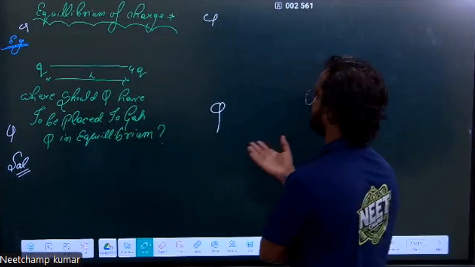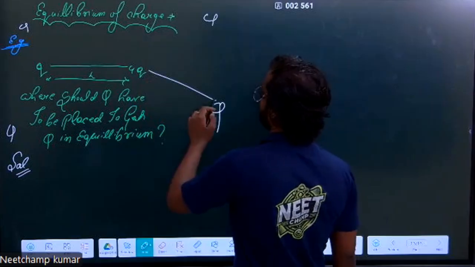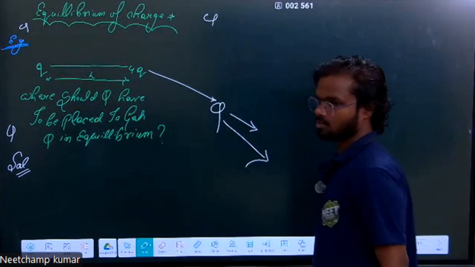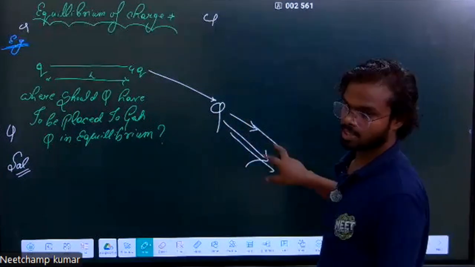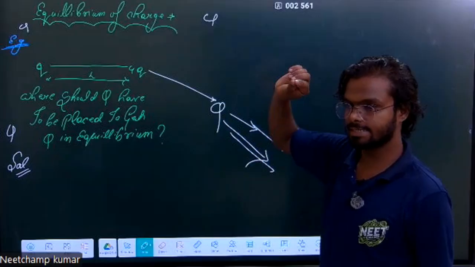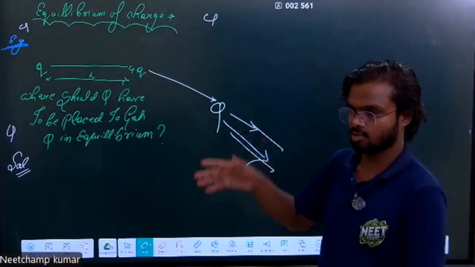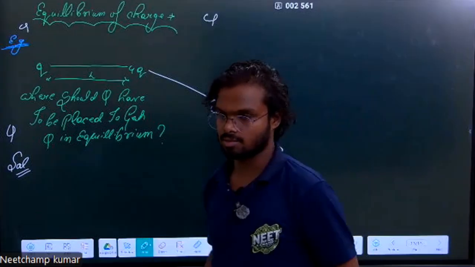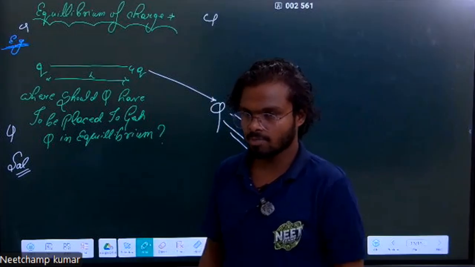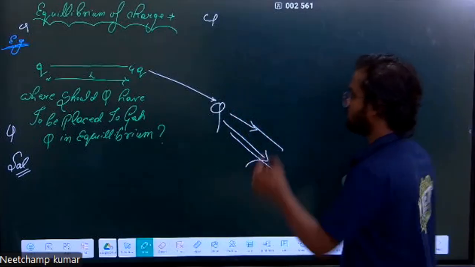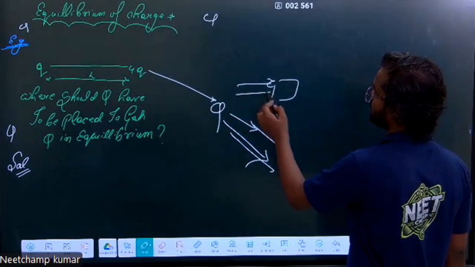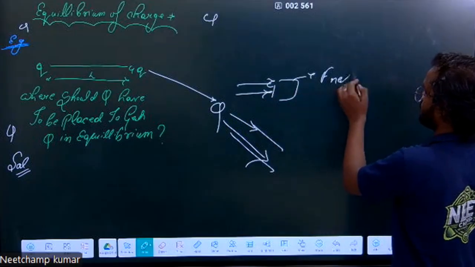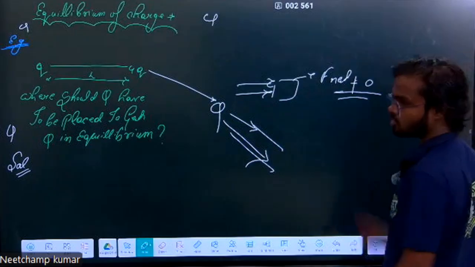Let us consider. Suppose you have placed the charge here. This charge will apply a force in this direction, and this charge will apply a force in the same direction. So two forces are in the same direction. Is there any possibility that they can equal zero? Suppose there is a block and I am applying forces on it in the same direction. Is it possible for the net force on the block to become zero?